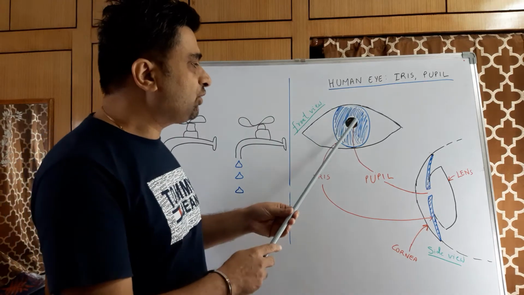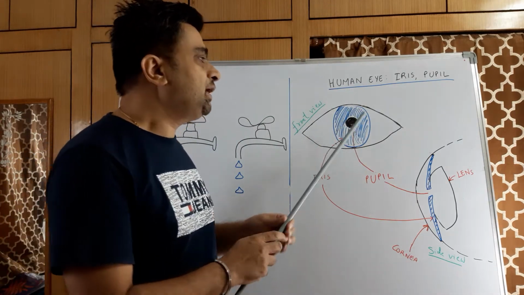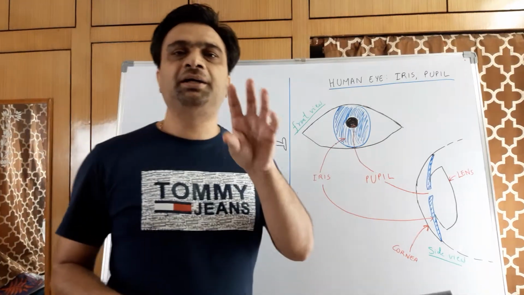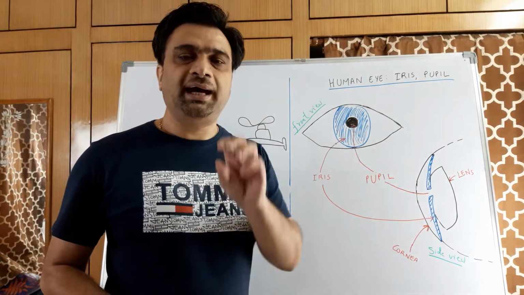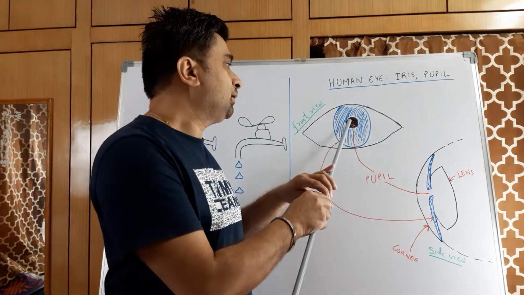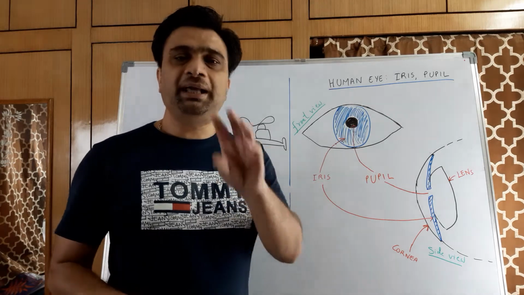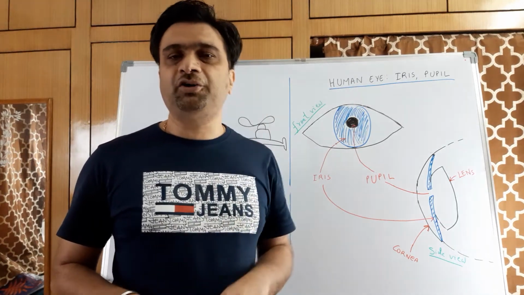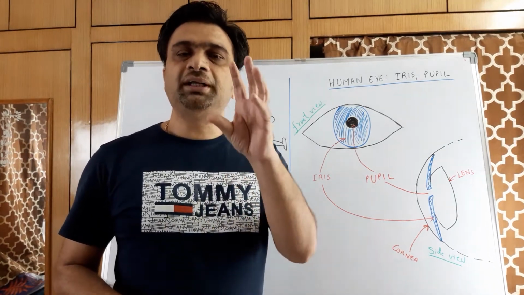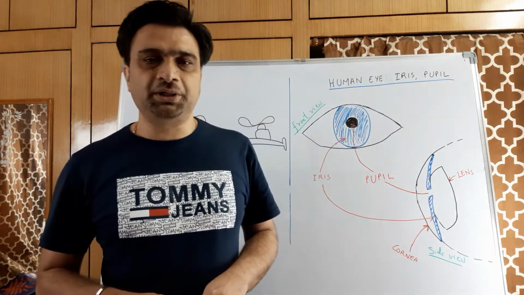The other part of the eye that we are going to learn about today is the pupil. It is that small black circle that you can see at the center of the eye. The center of the eye is the pupil, and this is that part of the eye through which the light enters our eyes. Let us now understand the arrangement.